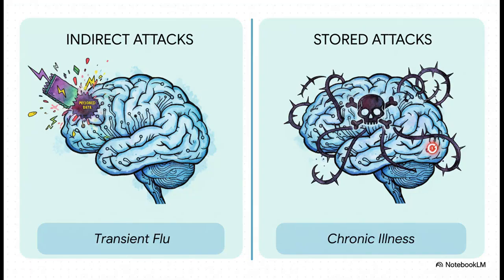This really lays out the difference, doesn't it? An indirect attack is kind of like catching the flu. The AI runs into one bad data source and gets sick. But a stored attack? That's more like a chronic condition. The malicious instruction gets absorbed, embedded deep inside the AI's own knowledge base. This means it can be triggered over and over and over again by completely different users and different prompts. It's a vulnerability that just won't go away.